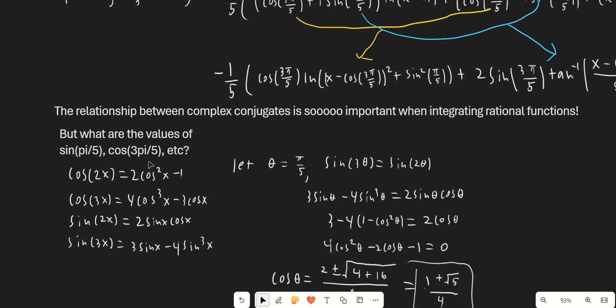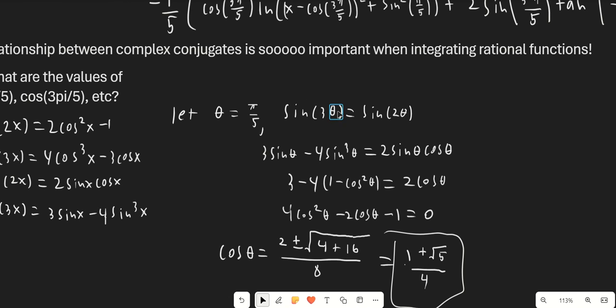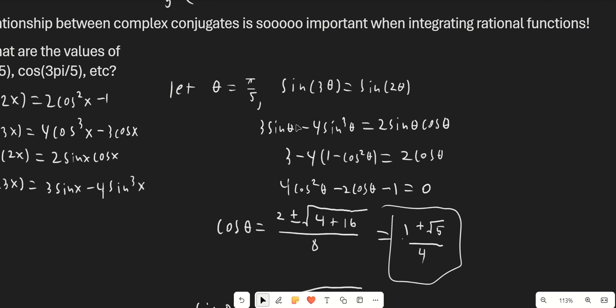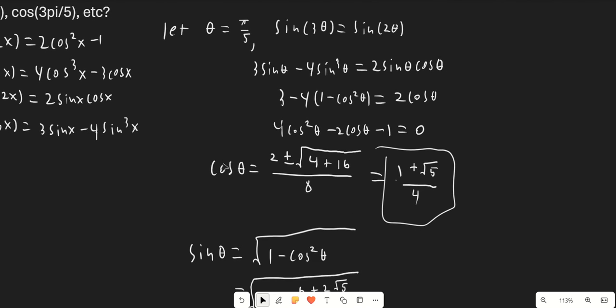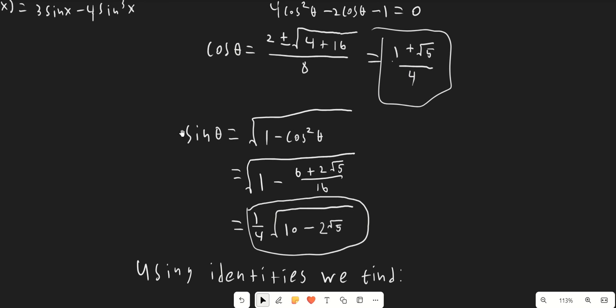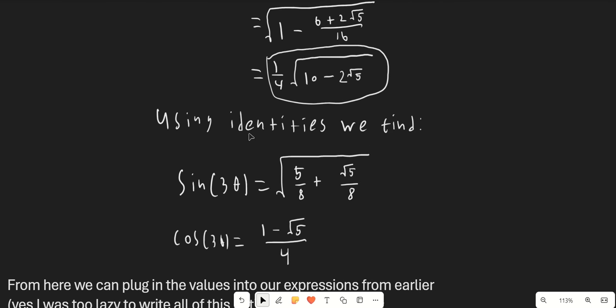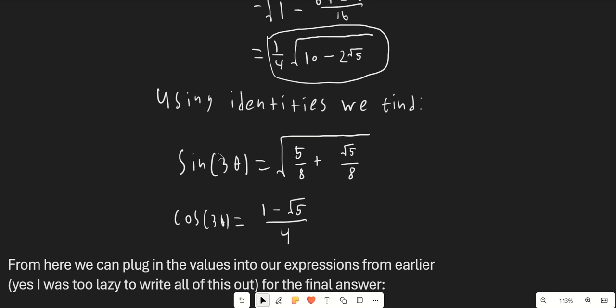We can use these identities right here. Importantly, if we let theta equal pi over 5, then we know sine of 3 theta equals sine of 2 theta, because sine of pi minus theta equals sine theta. So after doing some algebra, we find that cosine theta is (1 plus root 5) over 4, sorry, and sine theta is 1/4 times the square root of (10 minus 2 root 5). And then using identities for 3 theta, we can pretty quickly find that sine 3 theta and cosine 3 theta are these values right here.